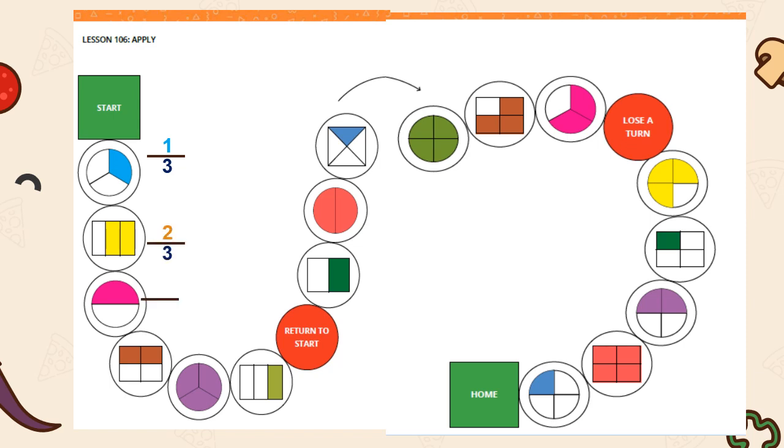Next the fraction is 1/2. Next, the fraction is 2 over 4. Next, we have 3 colored parts over 3 total parts. So it's 3 over 3 equals 1. You can complete the page by yourself.